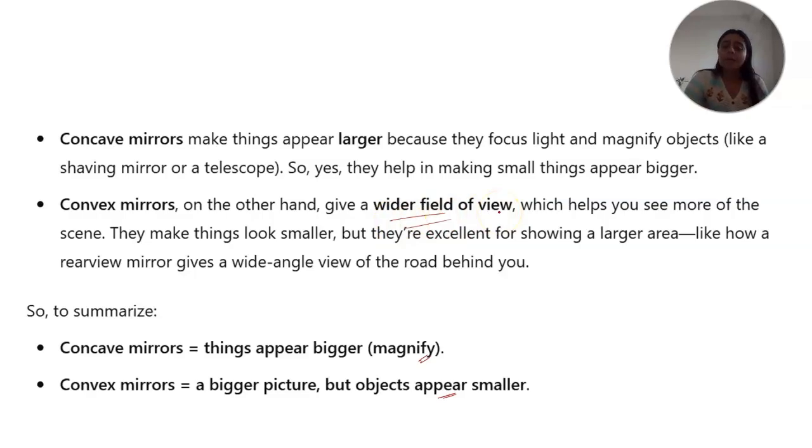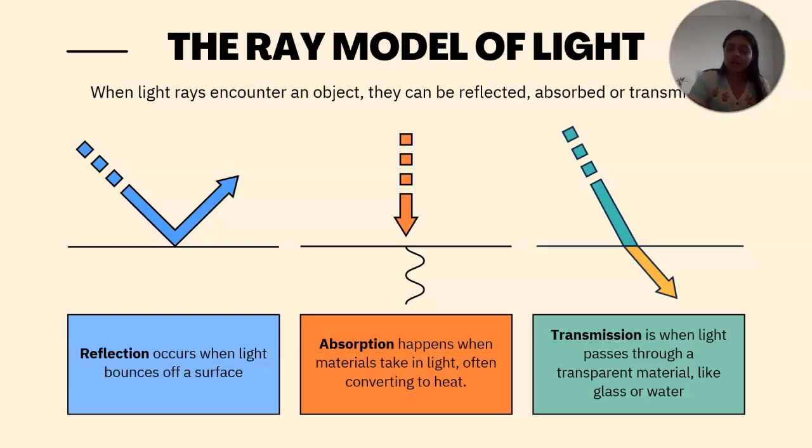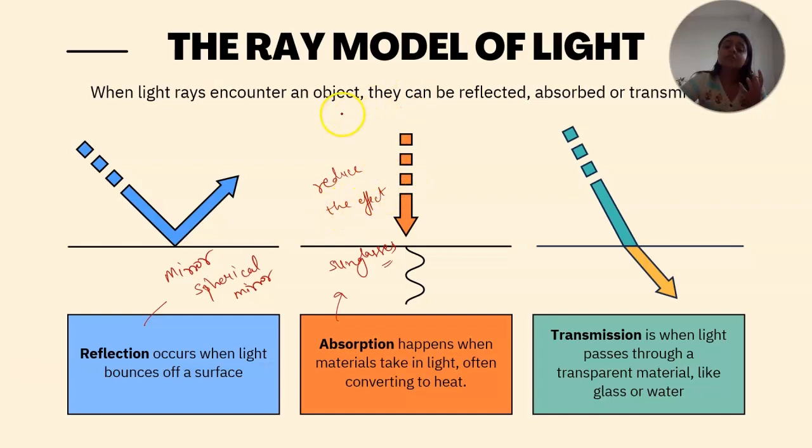Apart from this, when we come back to the ray model of light, we have covered reflection. Reflection is done by the plane mirror, and also by the spherical mirrors like concave and convex mirrors. When we talk about absorption, it is done by the sunglasses or the shades, which are going to absorb the heat and reduce the effect of heat. That is why certain shades are made of certain polarized glasses, which help in absorbing the heat energy. Then transmission, we have learnt, is when light passes through transparent material like glass or water.